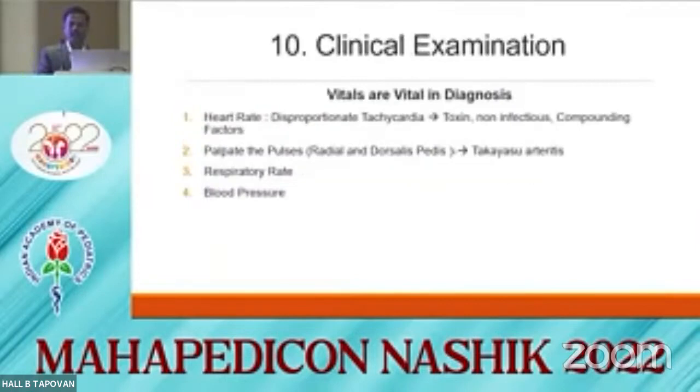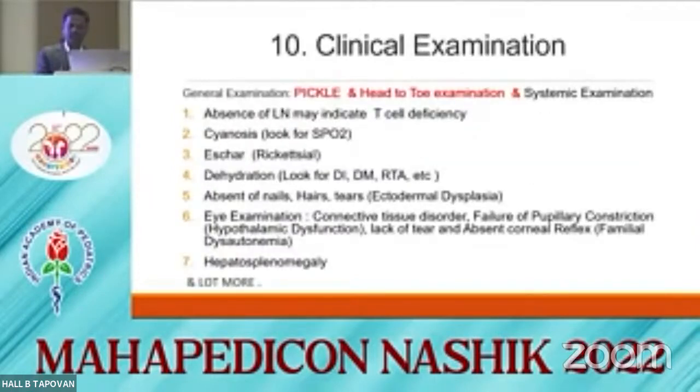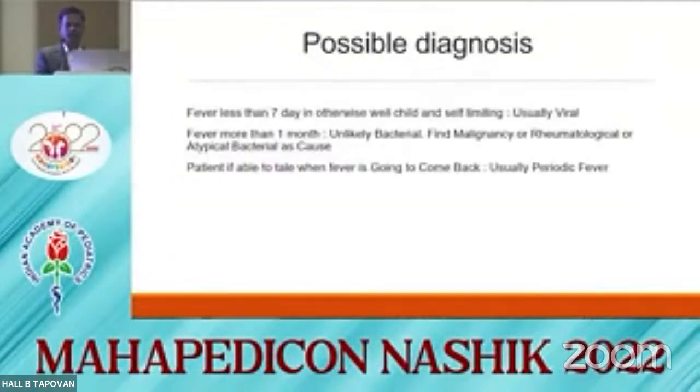Vitals are vital in diagnosis. Then clinical examination, we have to carefully look for the eschar, for rickettsial infection. Eye examination is important for connective tissue disorder. If the fever is less than 7 days in an otherwise well child, usually viral. Fever more than 1 month, unlikely bacterial. Find out malignancy or rheumatological or atypical bacterial as a cause.